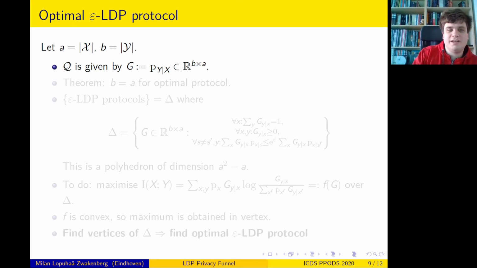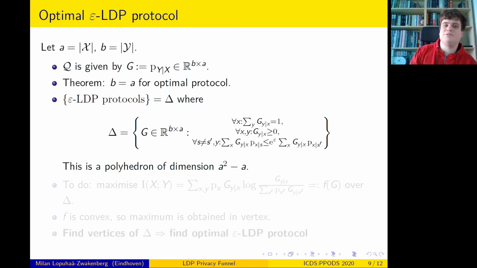And furthermore, there's a theorem, which I'm not going to explain now, that says that you get the optimal Q when B is equal to A. That means that you don't have to consider all B in your search, you just have to consider one of them. And since Q is given by G, you're actually just looking at matrices with certain properties.